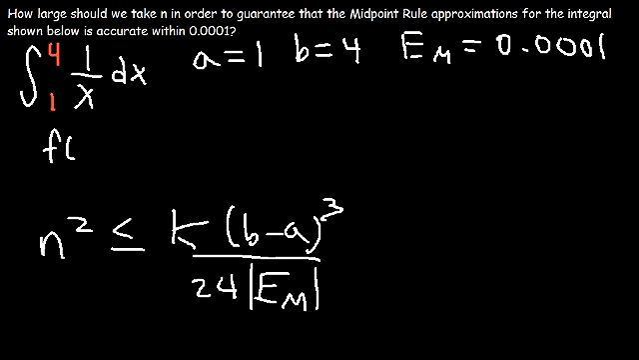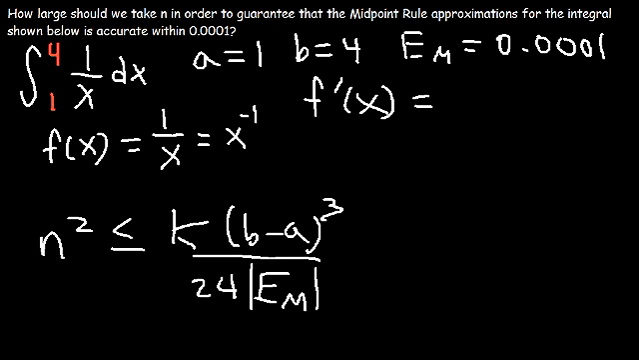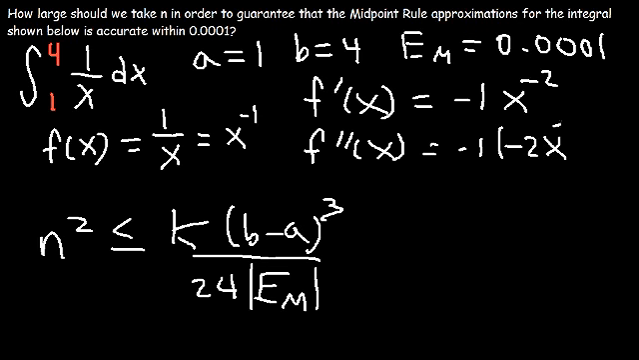f of x is equal to 1 over x, which is the same as x to the minus 1. So the first derivative, using the power rule, is going to be negative 1 x to the minus 2. The second derivative is going to be negative 1 times negative 2 x to the minus 3, which is equivalent to 2 divided by x cubed.